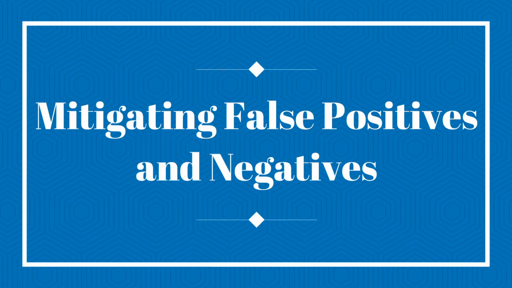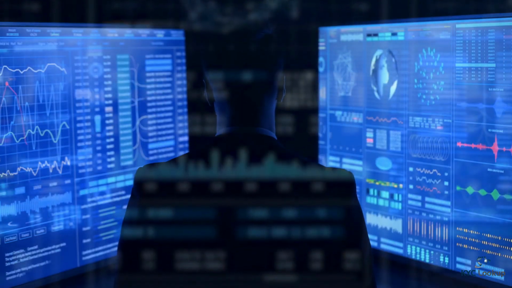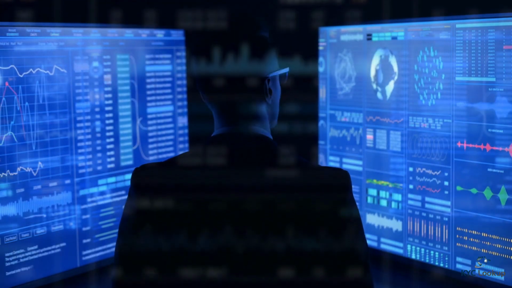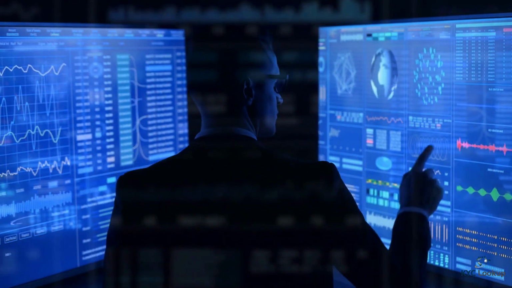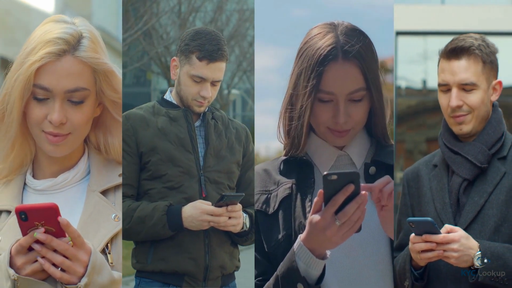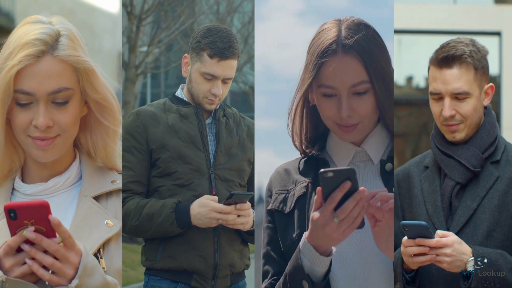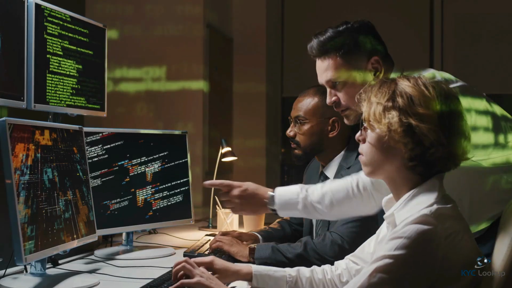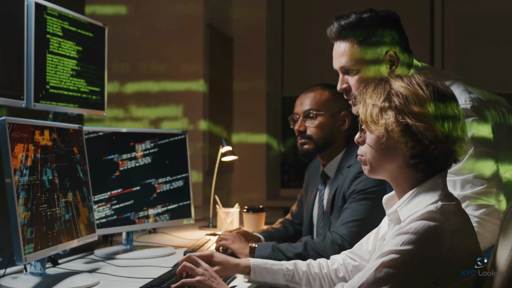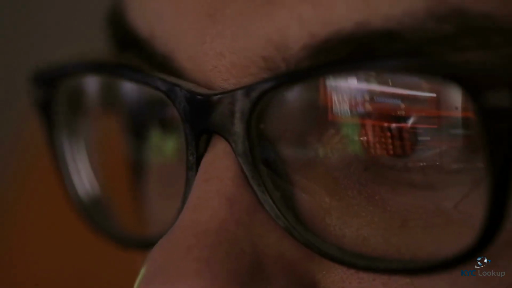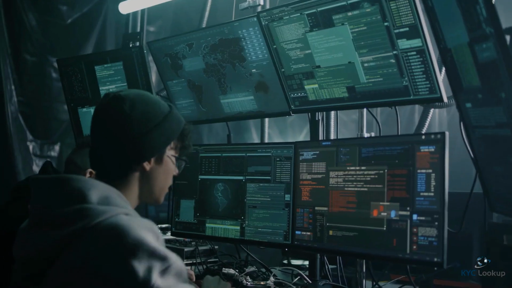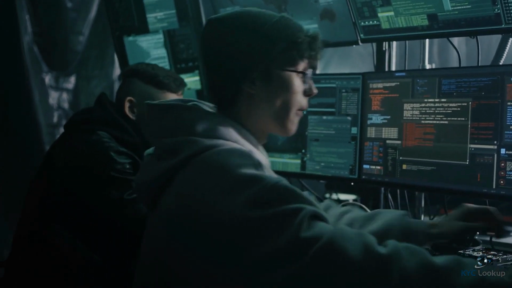Mitigating false positives and negatives. Automated KYC systems are designed to flag potential risks, but they can also produce false positives and false negatives. False positives occur when legitimate customers are incorrectly identified as high risk, causing unnecessary disruptions to their transactions. On the other hand, false negatives can also allow fraudulent or high-risk individuals to slip through the cracks. Human reviewers can investigate flagged cases to validate or dismiss suspicions, ultimately reducing both false positives and false negatives.